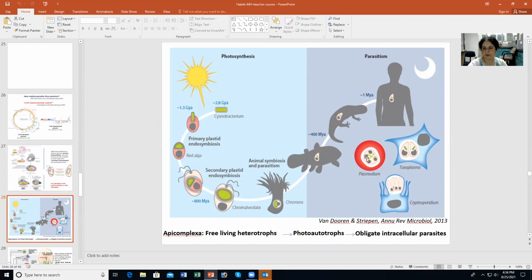Right? And organisms such as Plasmodium and Toxoplasma have the plastid, and Cryptosporidium is also an apicomplexan and has lost the plastid. So there is also loss of the apicoplast. So it's a very interesting phenomenon: you can have free-living heterotrophs, photoautotrophs, and obligate intracellular parasites, and the process has retained the organelle but has lost the capacity to photosynthesize.